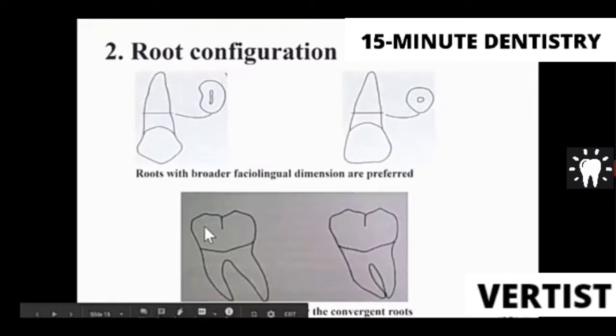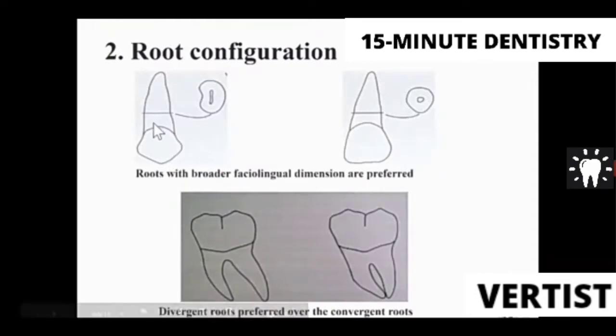The next factor to be considered is the root configuration. As you can see, students, these are the maxillary premolars which have a broader buccolingual dimension, so they will be able to provide better support compared to the maxillary central incisor, where the root configuration is more circular in dimension. Also, divergent roots are always preferred over convergent roots.